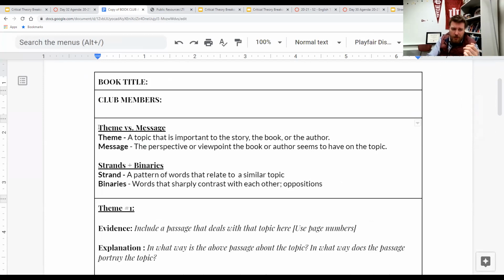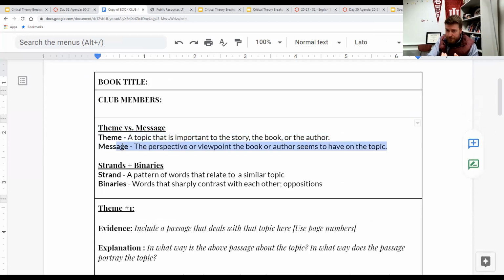But I also want to differentiate between theme and message. Theme is a topic that's important to the story, okay? So maybe it's war, maybe it's love, maybe it's hope, maybe it's the future, the past, death, life, et cetera, right? So the theme is more of a topic. That's what I want you to think of it as.